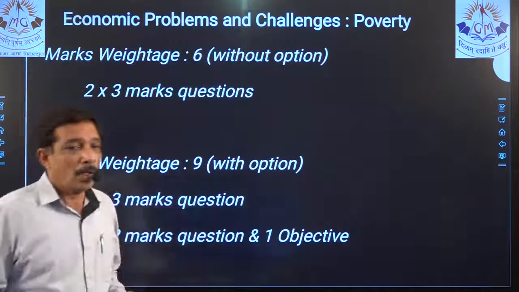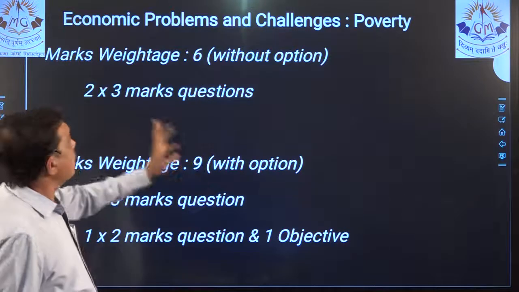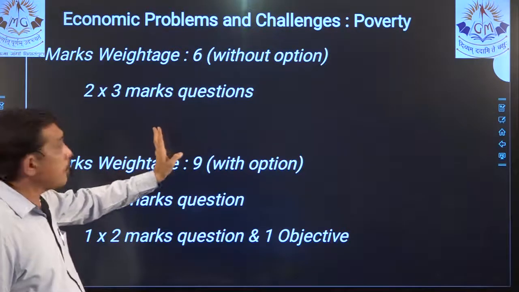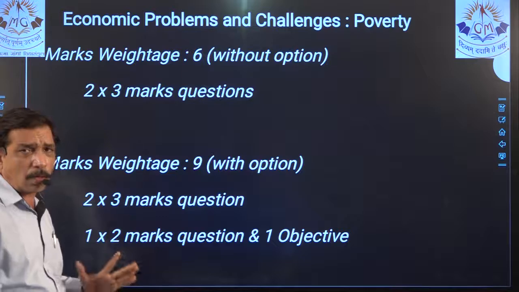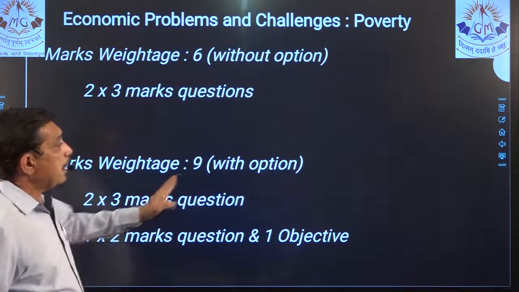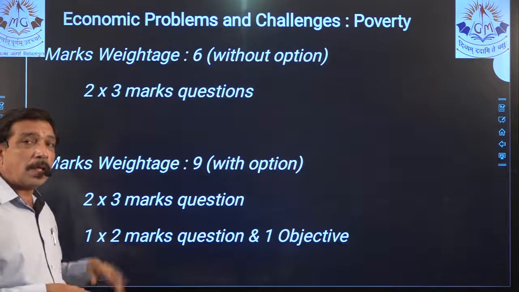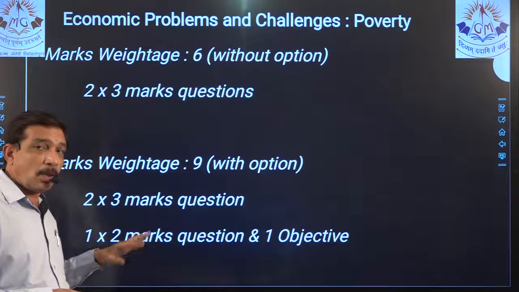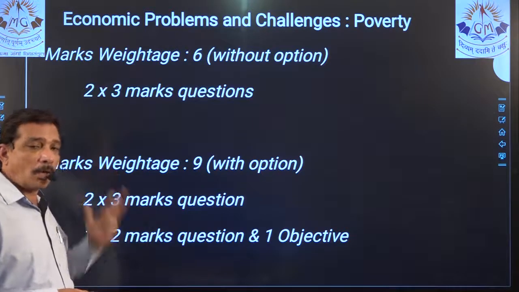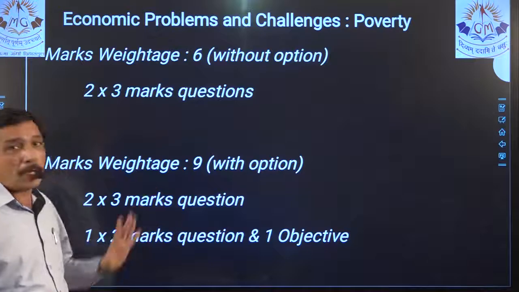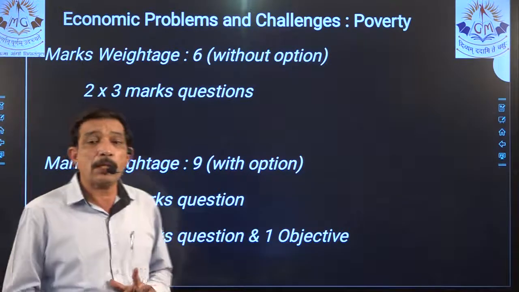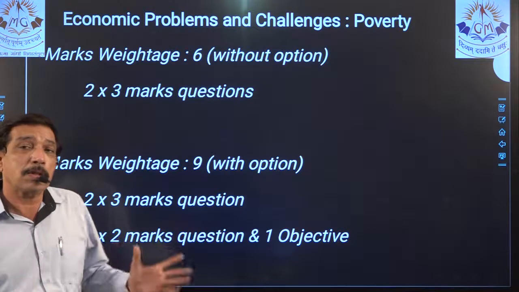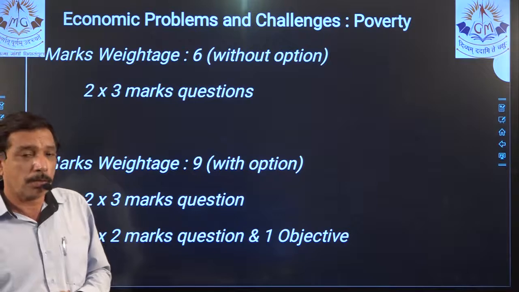Now, it can be without option. That means 3 mark questions, 2 will be asked. 3 twos are 6 without any option. You don't have any other option over there, right? With option it is 9, that means you can have 2 questions of 3 marks in section C, 1 question of 2 marks with some other option, and 1 mark objective. So with option you will have 9 marks. It doesn't mean that with option you have 3 questions of 3 marks in section C, right? So don't get confused with this.